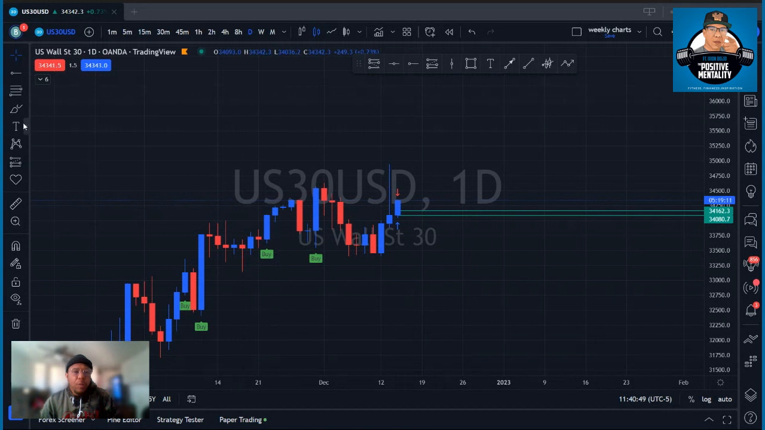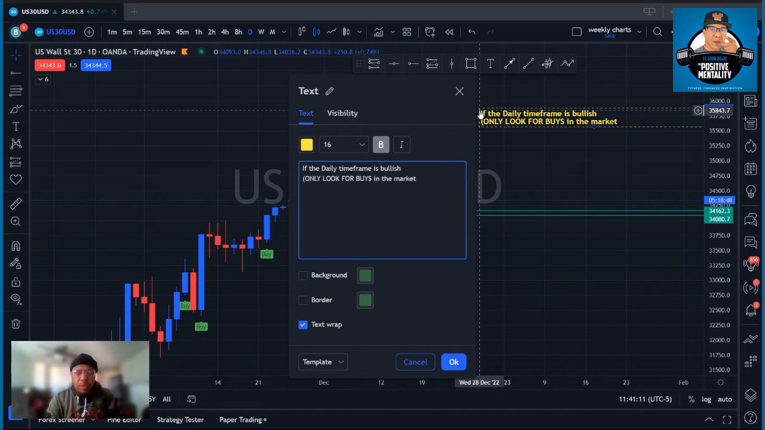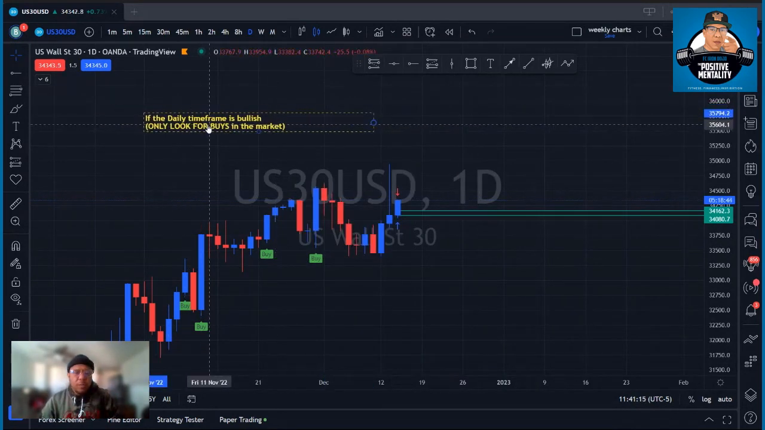All right, and I'm going to write on here: if the daily time frame is bullish, only look for buys in the market. That's what we're going to do. Only look for buys in the market. Let's move that over here.